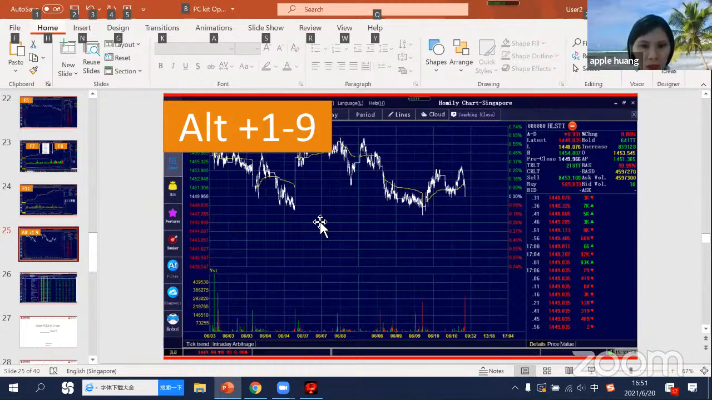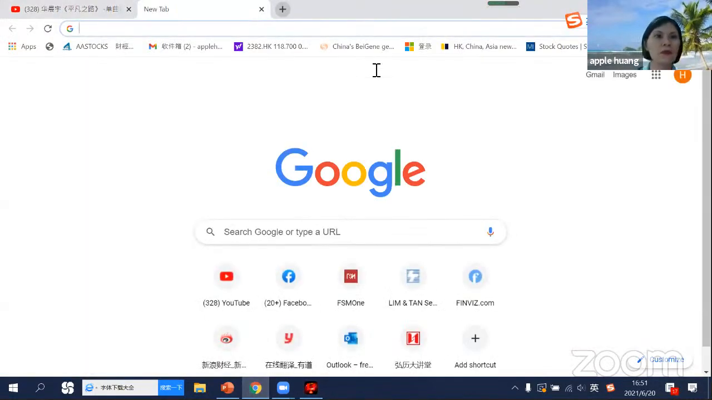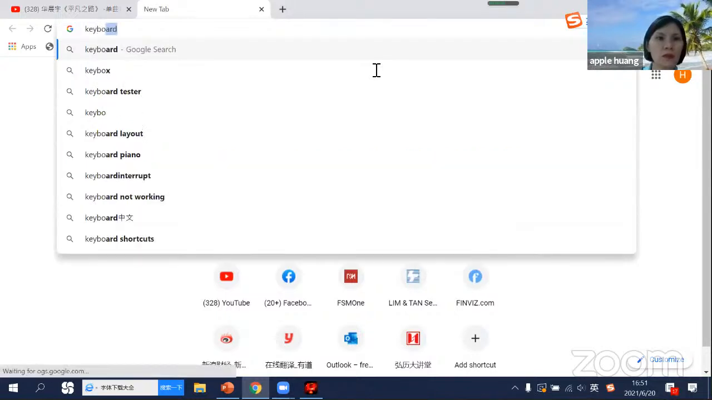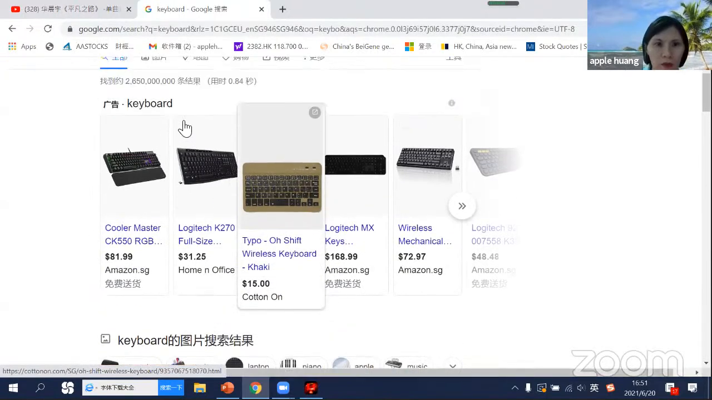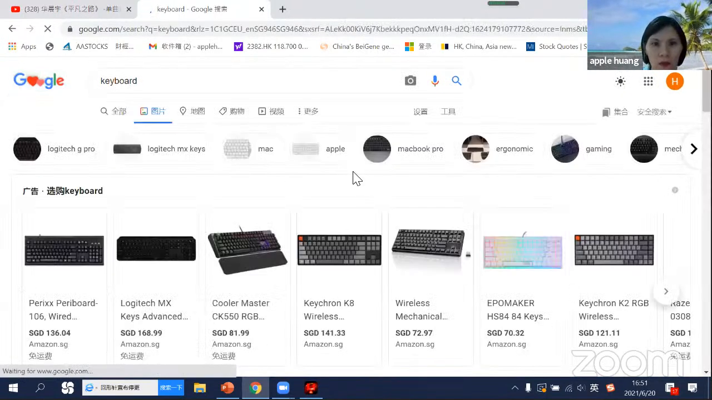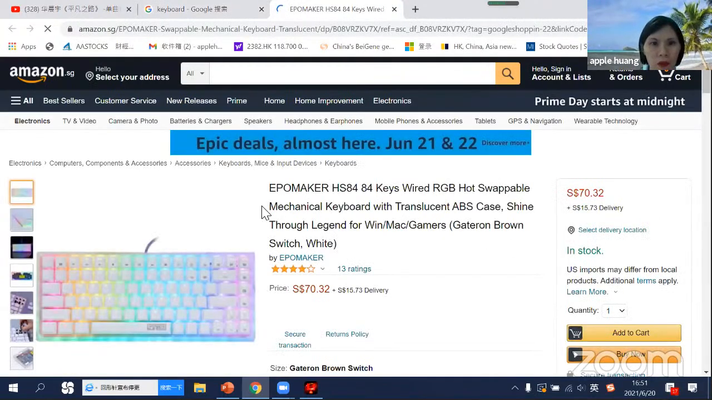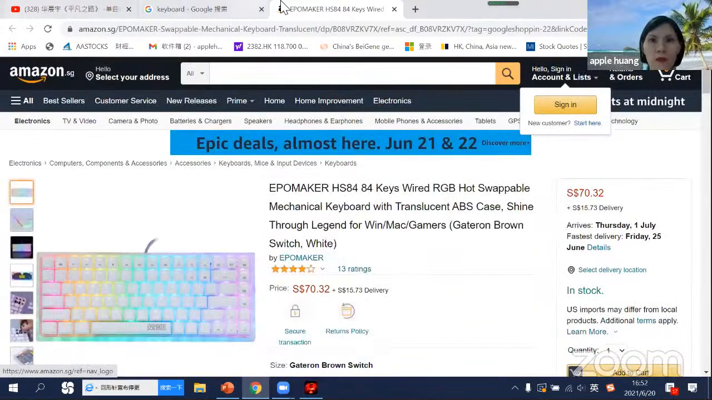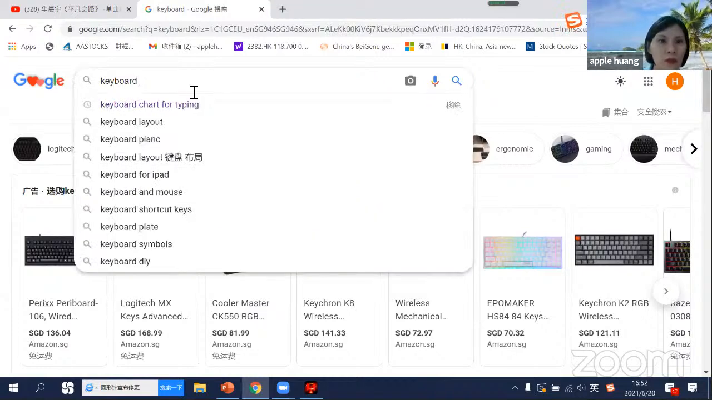I can't show you my keyboard. How to say? Keyboard. Picture. This keyboard is not nice. Just one keyboard picture.